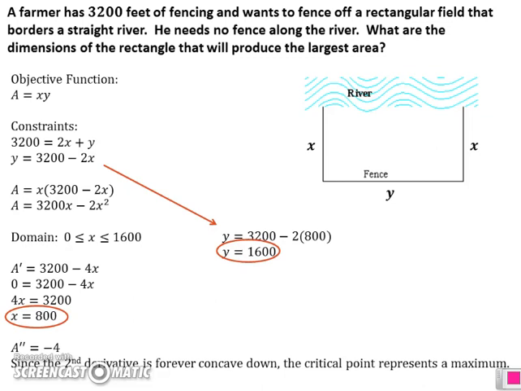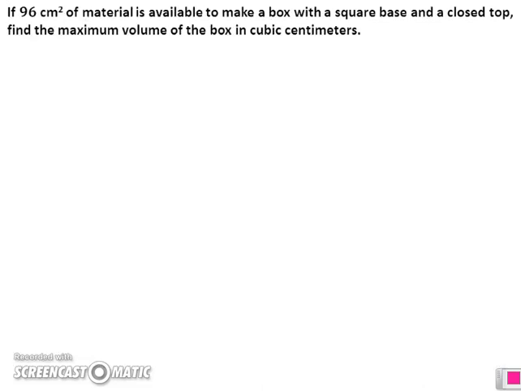Okay, let's do another one. If 96 centimeters squared of material is available to make a box with a square base and a closed top, find the maximum volume of the box. So we're finding the maximum volume of a box. So we need to find a volume equation. That's what we're eventually going to take the derivative of.